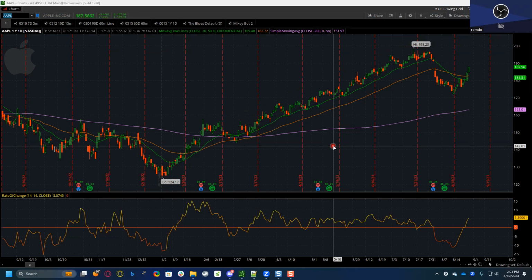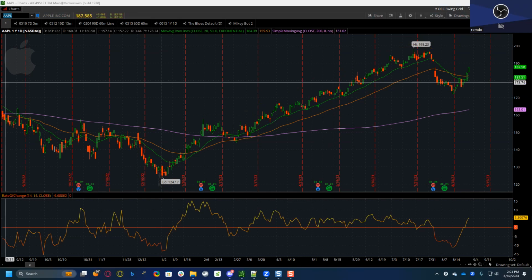Somebody who's got a day job who can still trade, they can trade this way because you don't need constant vigilance in these. You can set key levels and let them run.